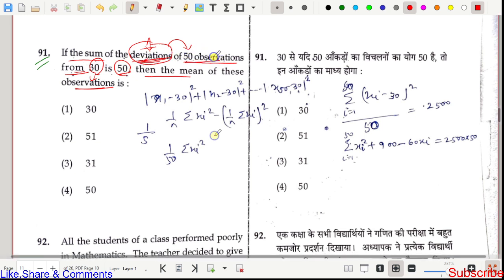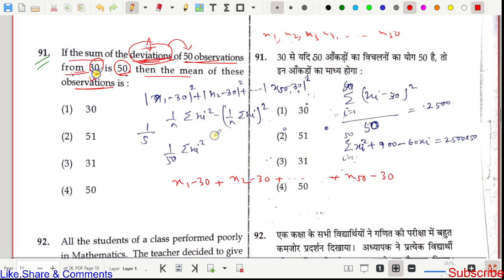How many observations are there? 50 observations. Suppose the 50 observations are x1, x2, x3, x4, up to x50. Deviation means that we have to subtract 30 from each observation: 30 from x1, 30 from x2, 30 from x3, like this. So x1 minus 30 is the first deviation, then x2 minus 30 is the second deviation, and like this we have to add up to x50 minus 30.